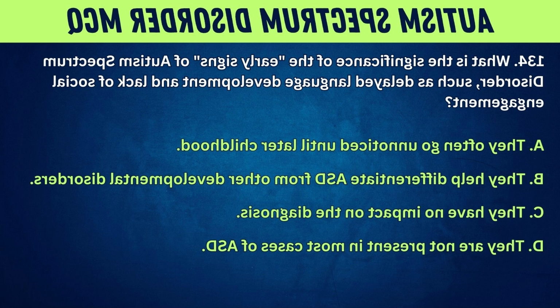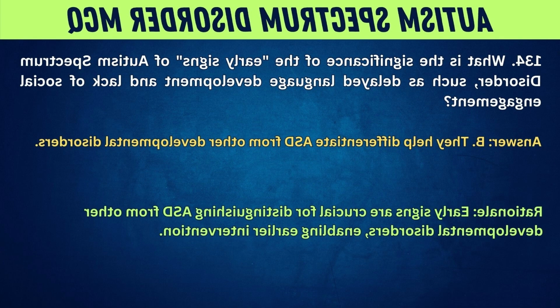134. What is the significance of the early signs of autism spectrum disorder, such as delayed language development and lack of social engagement? A. They often go unnoticed until later childhood. B. They help differentiate ASD from other developmental disorders. C. They have no impact on the diagnosis. D. They are not present in most cases of ASD. Answer: B. They help differentiate ASD from other developmental disorders. Rationale: Early signs are crucial for distinguishing ASD from other developmental disorders, enabling earlier intervention.